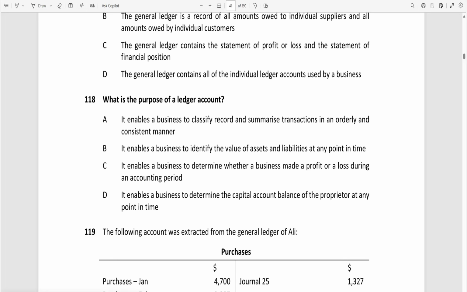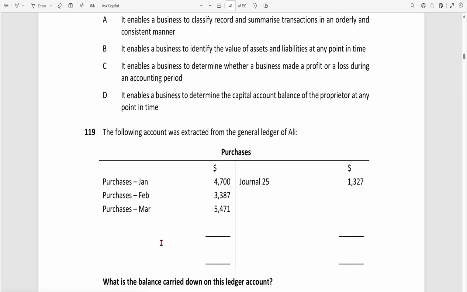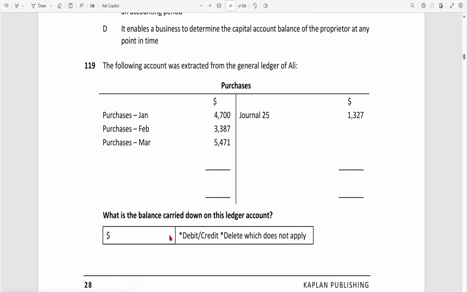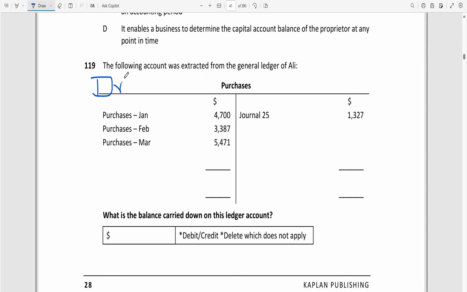Let's move to question number 119. It says the following account was extracted from the general ledger of Ali, and you can see the name is purchase. What is the balance carried down on this ledger account? Debit, credit, or not applicable? Fine. We know the left hand side is debit and the right hand side is credit. If purchases increase, it will be posted on the debit side; if they decrease, it will be posted on the credit side.